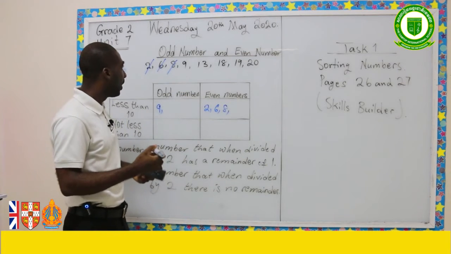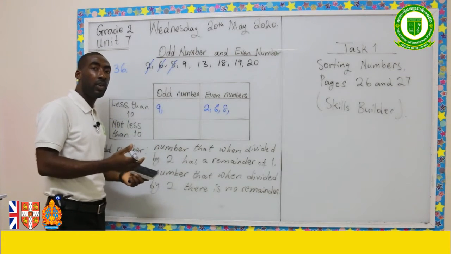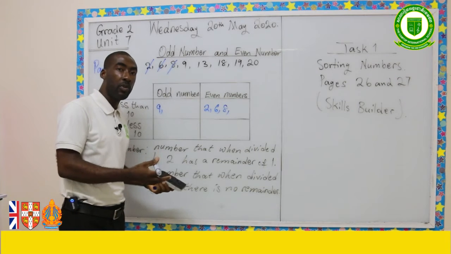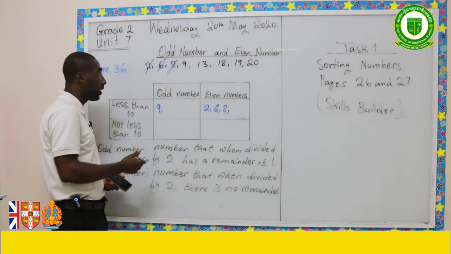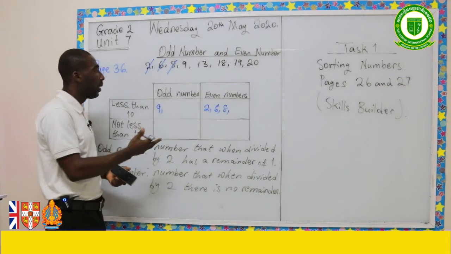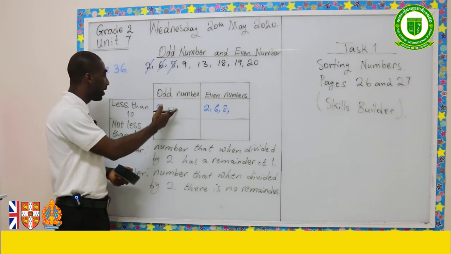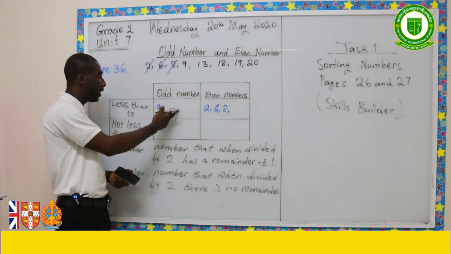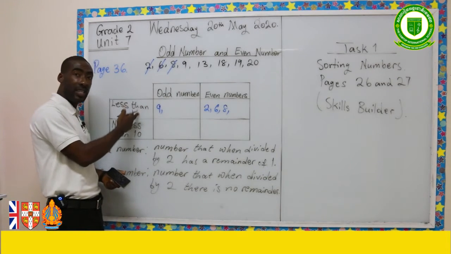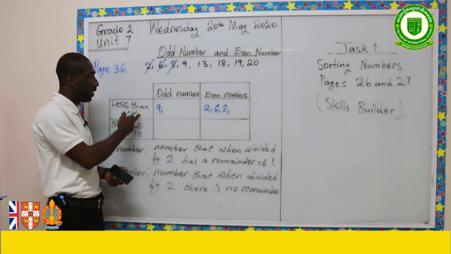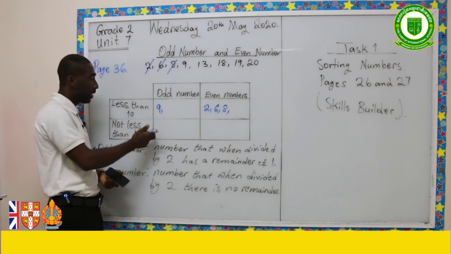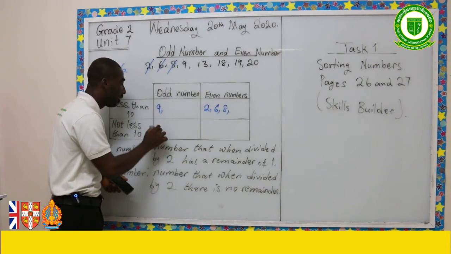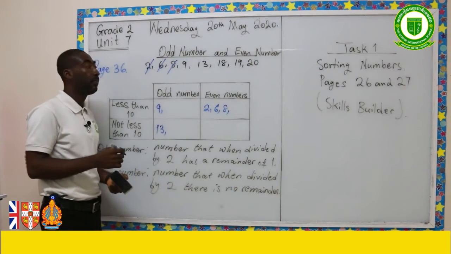13. 2 cannot divide 13 without a remainder. There's going to be a remainder of 1. So 13 is an odd number. But we cannot put 13 here because the instruction on the row says that any number that you put here should be less than 10. But 13 is bigger than 10. So not less than 10, 13 has to be here.